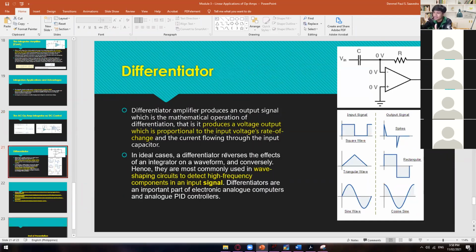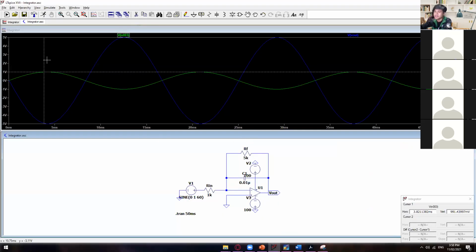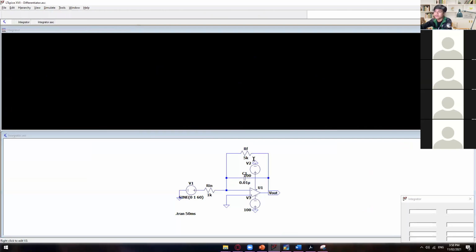So having that in mind, of course, this one also has a capability to change a waveform. So if you have an input signal of square, you're going to get, let's say, spike. If you have triangular as your input, you're going to get rectangular as your output. If you have sine wave, you will get cosine. So the one that I will show to you guys is sine wave, because the one that I'm asking you to do is the square wave and then the triangular wave. Okay. So we have here the circuit of differentiator.